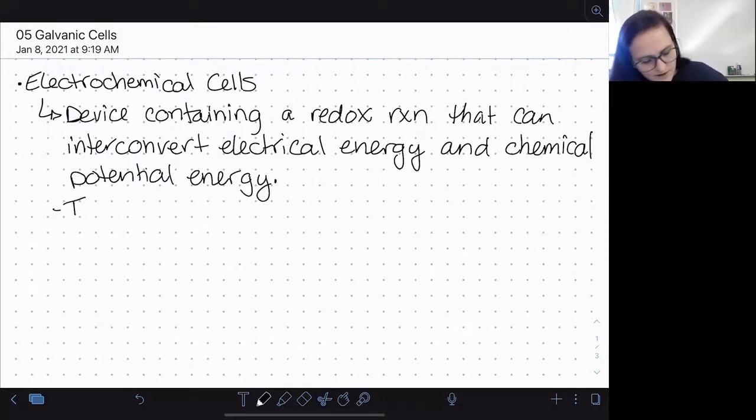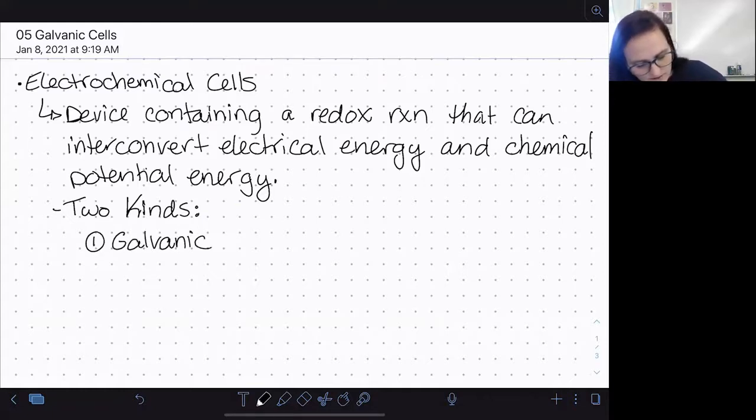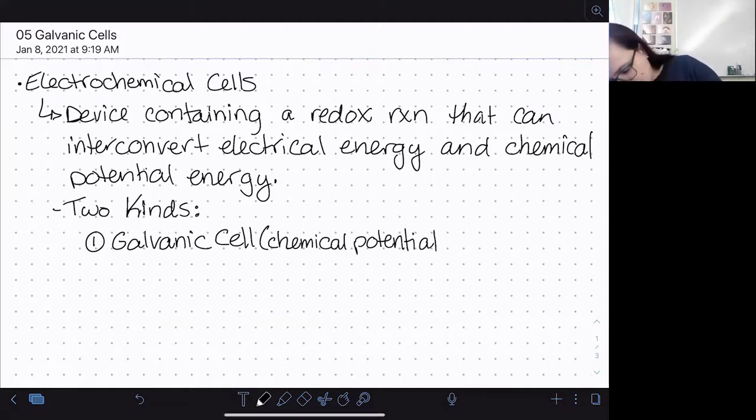So there are two different kinds of electrochemical cells. The first is known as a galvanic cell. Sometimes you'll also hear these referred to as voltaic cells, but galvanic is the one we're going with. So these take chemical potential energy and they convert it into electrical energy.